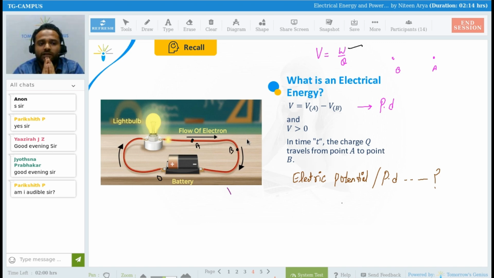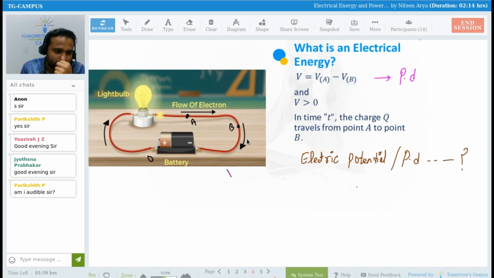If we don't have potential, we are not able to do the work, and in the same way, if we are not able to do the work, we are not energetic enough. So the energy is not going to be there. So the work done to move a charge from one point to another is called potential difference. It's called electric potential, not potential difference.